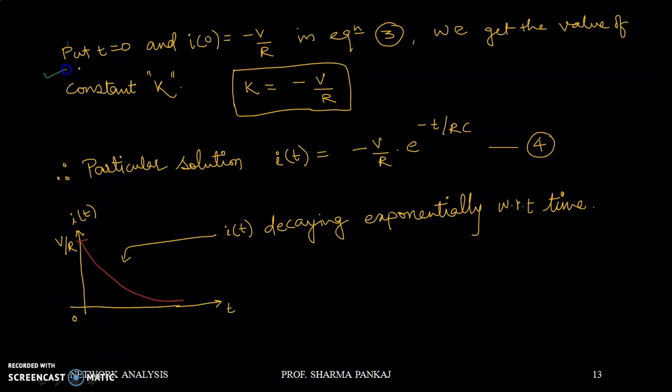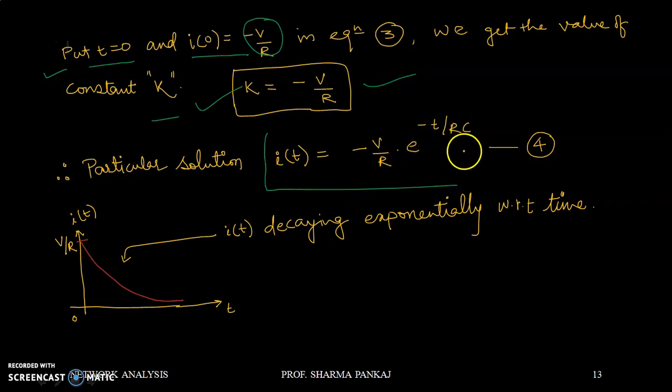Now put t is equal to 0 and i(0) is equal to minus V by R in equation number 3, and we get the value of constant k. So constant k is equal to minus V by R. Now the particular solution is i(t) is equal to minus V by R into e raised to power minus t by RC. Call it equation number 4. Now if we plot equation number 4, this is your x-axis taken t, this is your y-axis taken i(t).